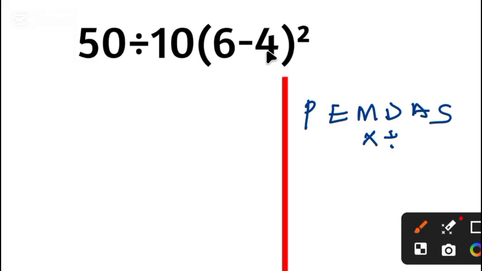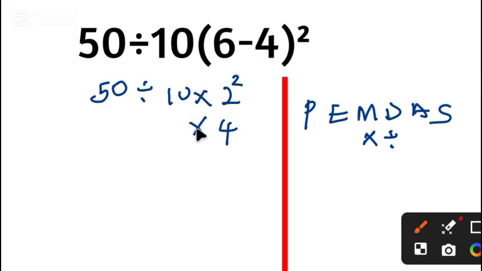6 minus 4 will give us 2. 2 to the power of 2. Here is multiplication. Here is 10. And then we have the division here. We have the 50 here, 4 here times 10, division, and we have 50 there.